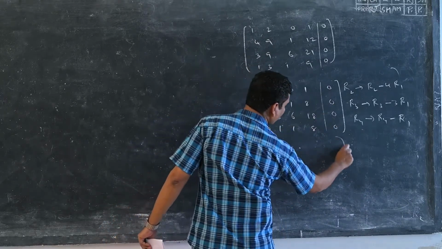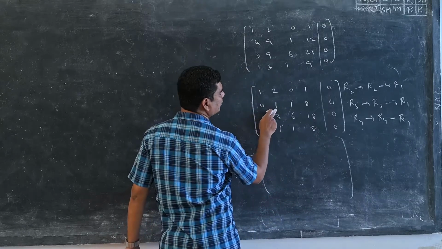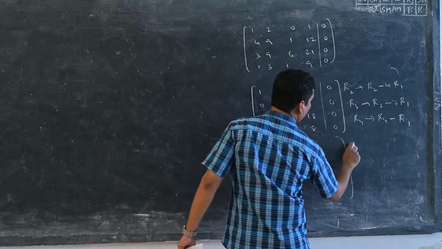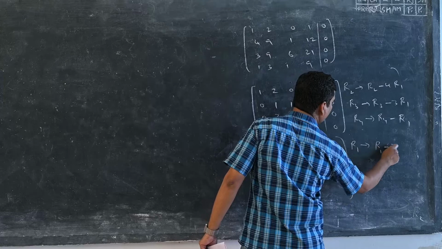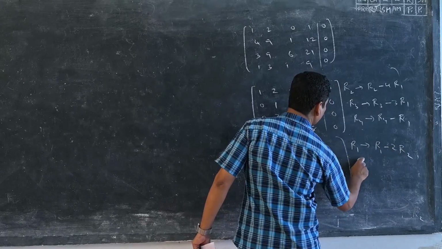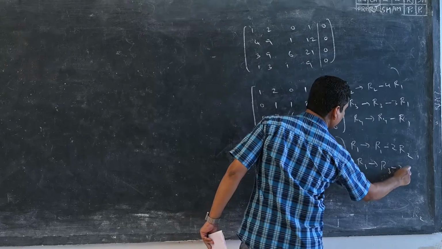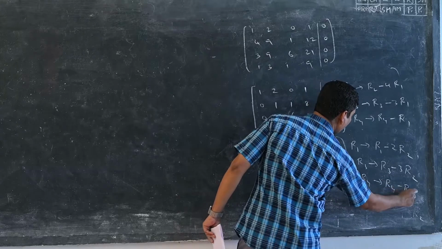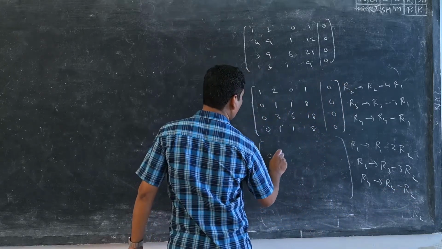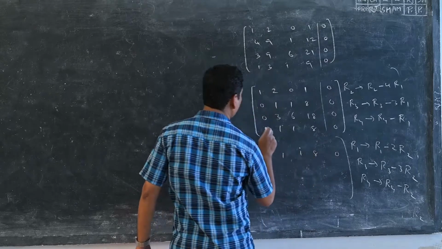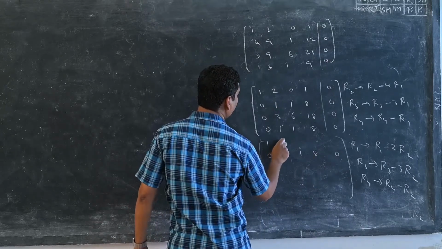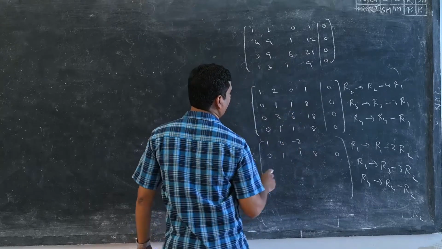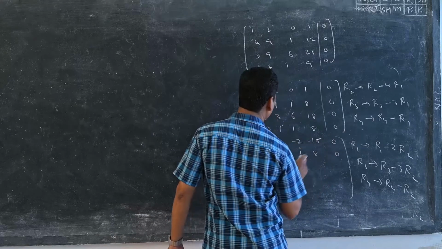Now this is equivalent to, now we come to second row, take the first non-zero which is already 1, make the other elements in that column zeros. R1 goes into R1 minus 2R2. R3 goes into R3 minus 3R2. R4 goes into R4 minus R2. 0, 1, 1, 8, 0. 1 minus 2 into 0. 2 minus 2 into 1. 0 minus 2 into minus 2. 1 minus 2 into 8. It is minus 15. It is 0.